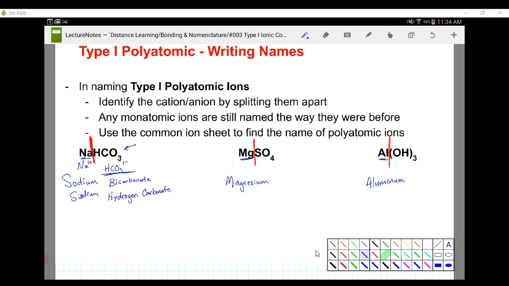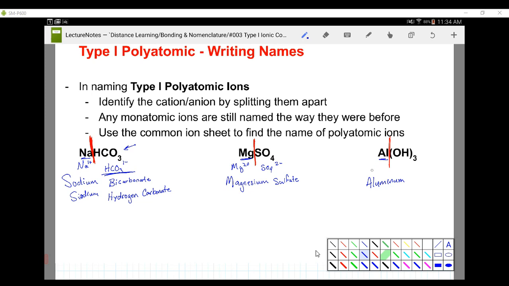For the second example, we have magnesium with a 2 plus charge. We have SO4 with a negative 2 charge because it has to balance out that 1 magnesium. If we're looking up SO4, not SO3, SO4 on the back of the periodic table is sulfate. So this is magnesium sulfate.